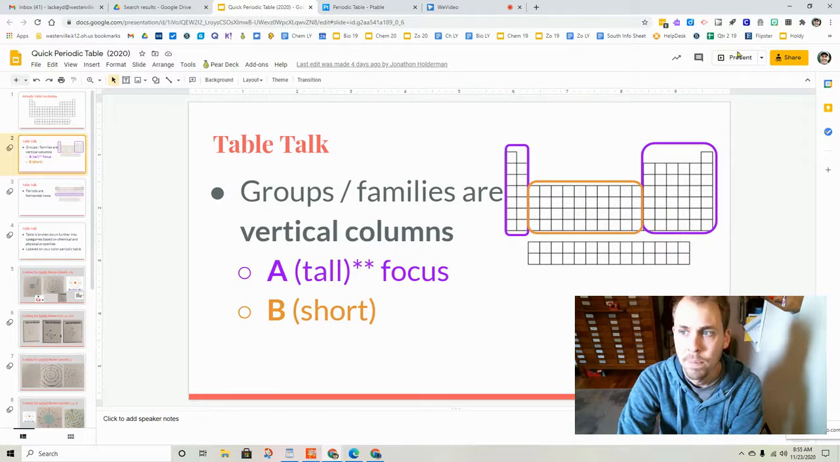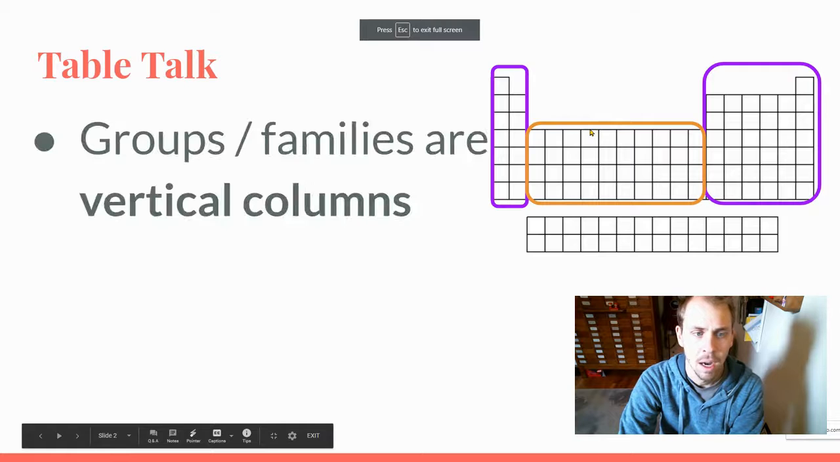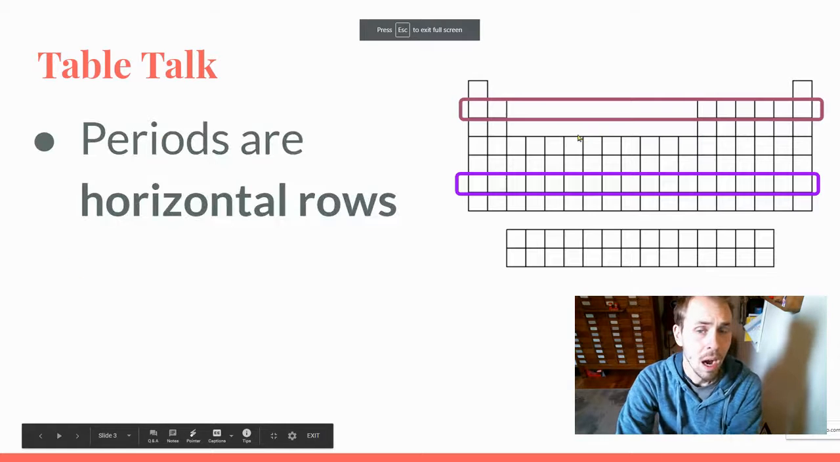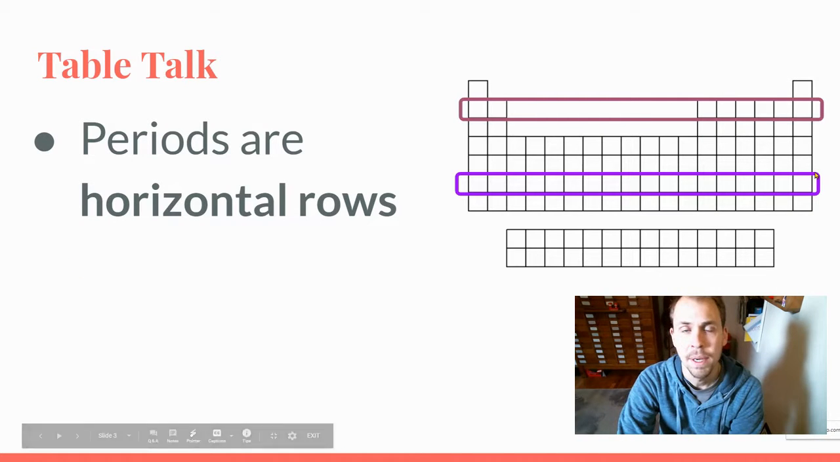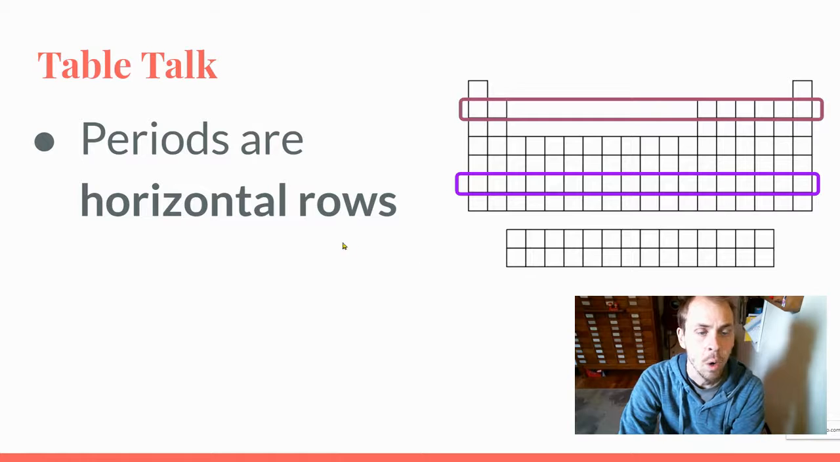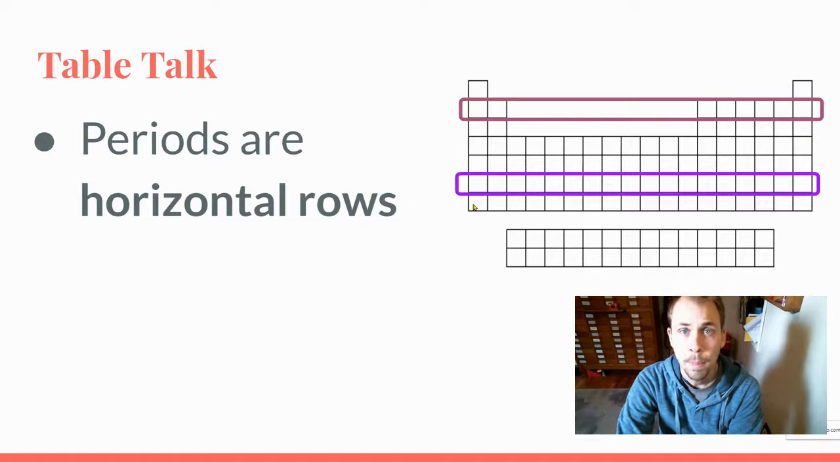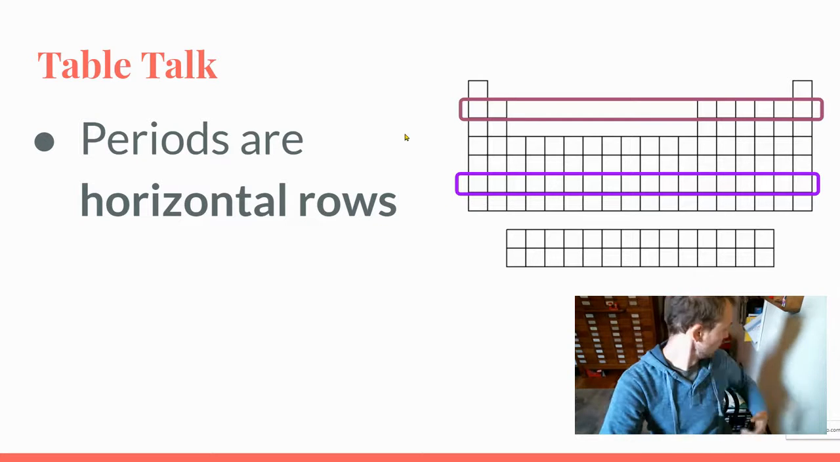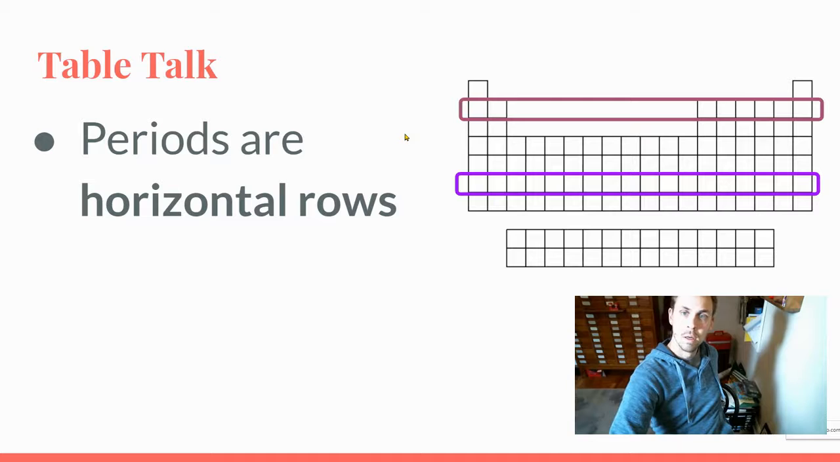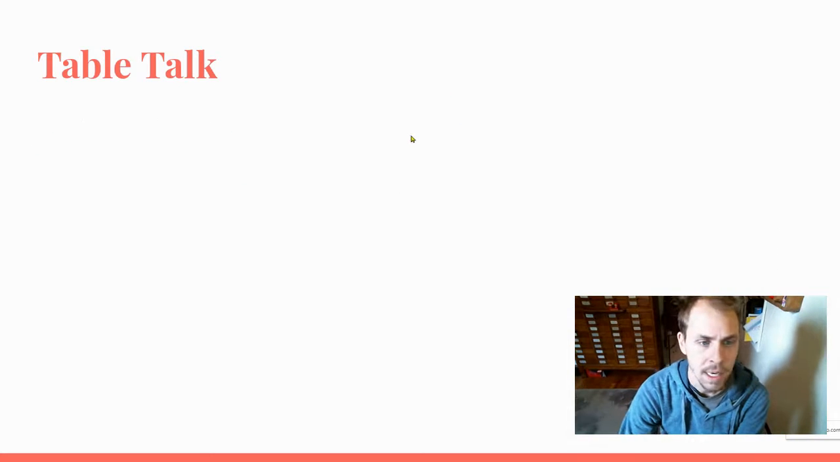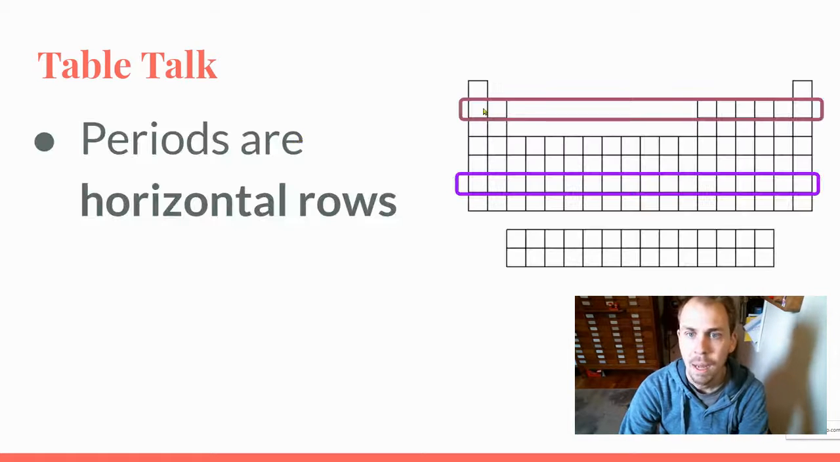Okay, so looking back here, when we look left to right across the periodic table, these are horizontal rows, and those are called periods on the periodic table. For example, up here on top, I've highlighted one of the periods. Notice even if there are gaps in between, that's still one continuous period. So this is considered the second period on the periodic table.